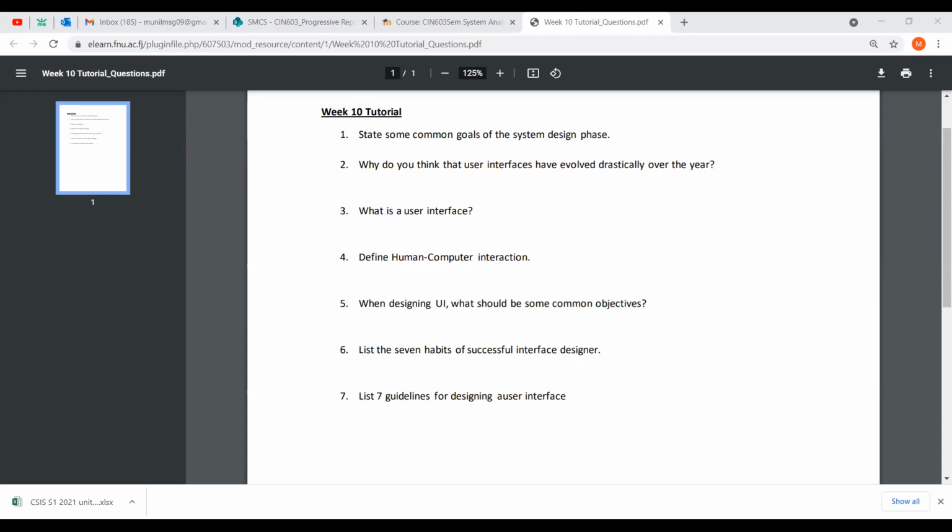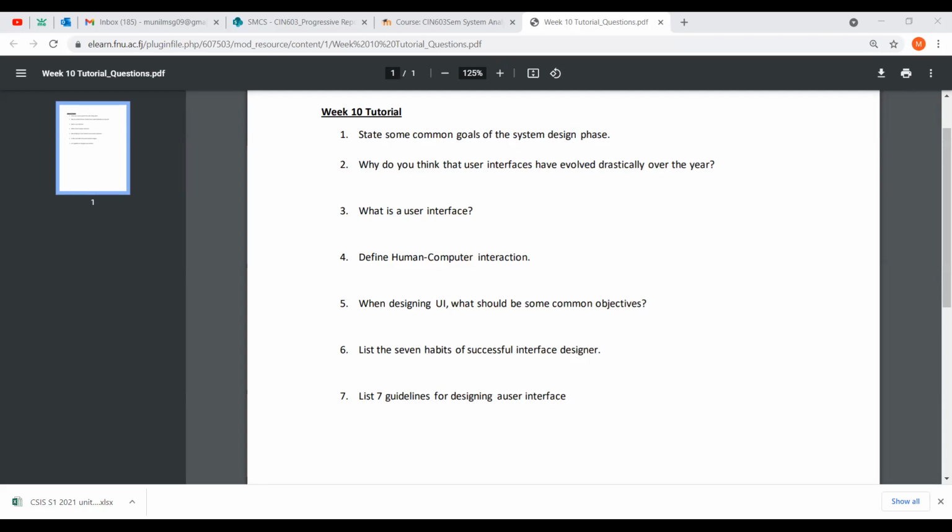Okay, so those all are some of the common goals of the system design phase. Build a system that is effective, reliable, and maintainable. Effective, it supports business requirements and meets user needs. Reliable if it handles input errors, processing errors, hardware failures, or human mistakes. Maintainable if it is flexible, scalable, and easily modified.